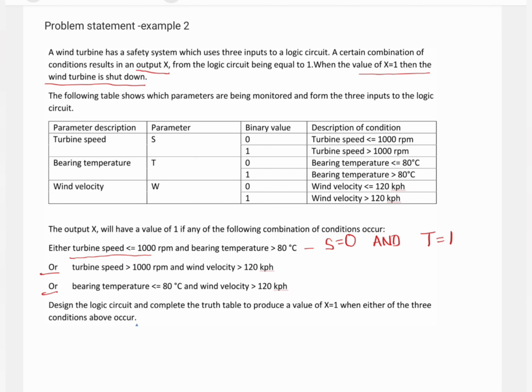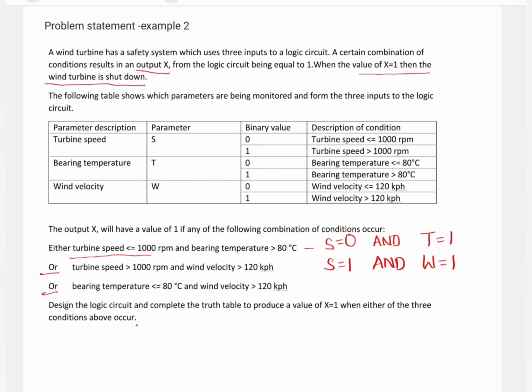So next it says turbine speed. Turbine speed again is represented by S, and now the speed is greater than 1000. That simply means S is equal to 1. We are going to write the AND as it is. And then it says the wind velocity is greater than 120 kilometers per hour. So wind velocity is represented by W. We write W, it's greater than 120. So greater than 120 means W is equal to 1. So that becomes the second logic expression.